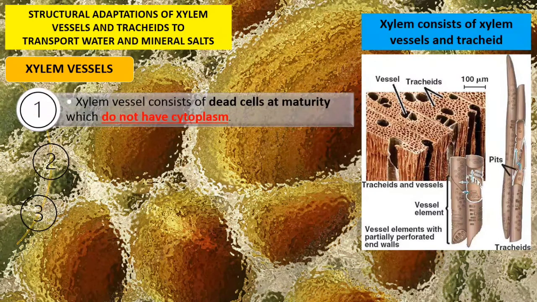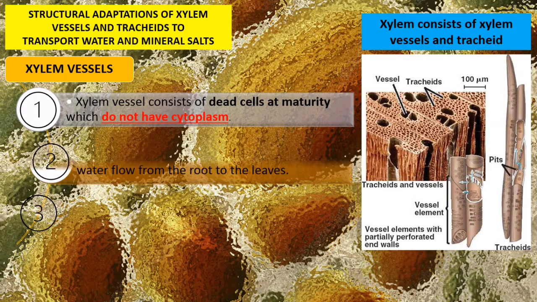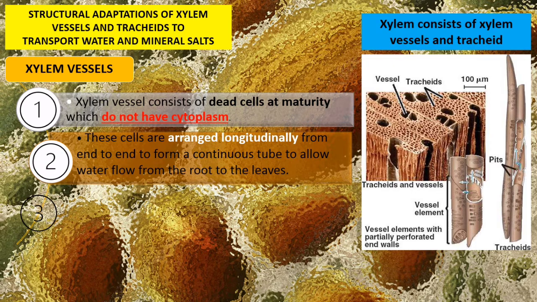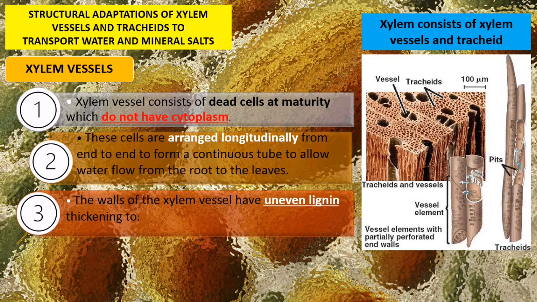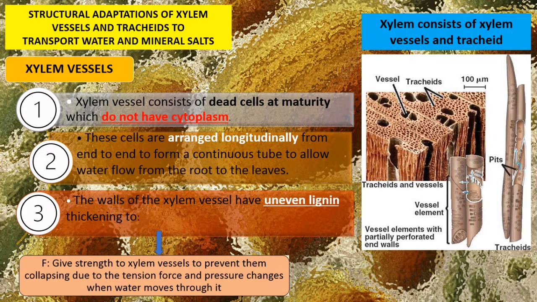First, xylem vessel consists of dead cells at maturity which do not have cytoplasm. Xylem vessels are arranged longitudinally from end to end to form a continuous tube to allow water flow from the roots to the leaf. And the third one, the wall of xylem vessel has uneven lignin thickening to give strength to xylem vessel, to prevent them from collapsing due to the tension force and pressure changes when water moves through it, and to prevent the plant from being bent.